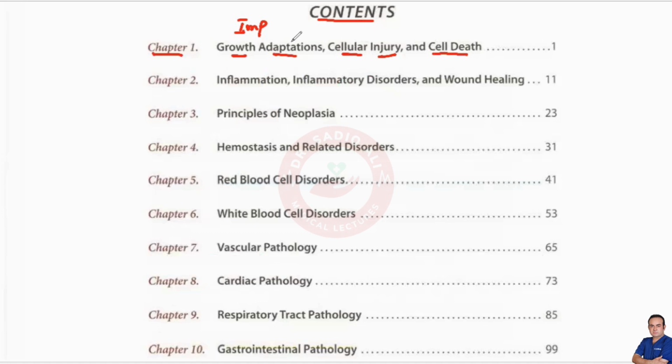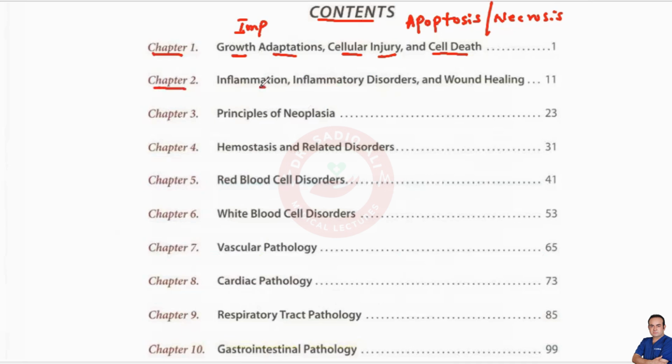Cell death is of two types: natural programmed cell death, and accidental or pathological cell death. I am sure that, since it is very basic, many medical students are aware of apoptosis and necrosis. We will discuss these two conditions in greater detail when we start this chapter.